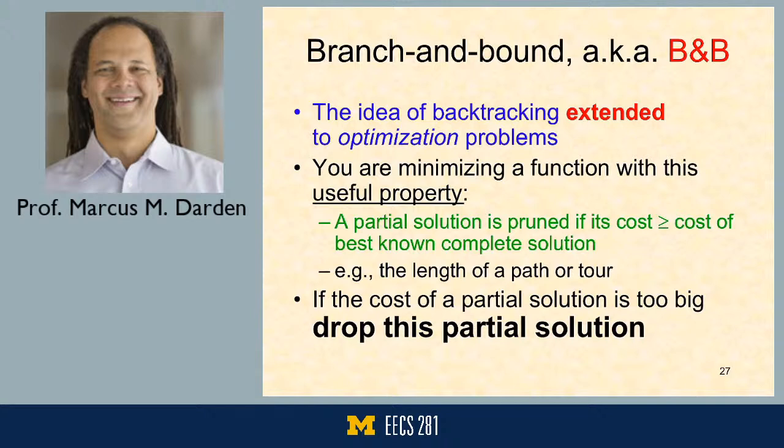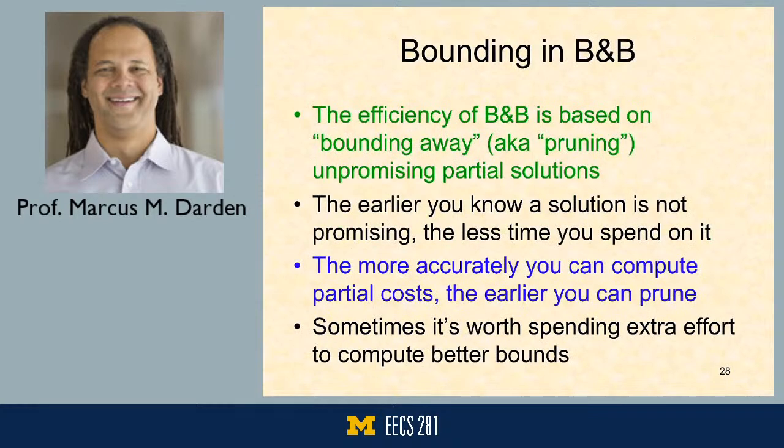So if the cost of the partial solution is going to lead to a complete solution that is too expensive, then we're going to drop that partial solution. That's an additional way to prune. So now I get to prune by checking for constraint violations, and I get to prune by making sure that I keep something minimal or maximal, depending on whichever version of branch and bound you're trying to do. In this case, TSP, we're definitely minimizing our distance. The efficiency of B&B is always based on bounding away. Like, how much can I prune?